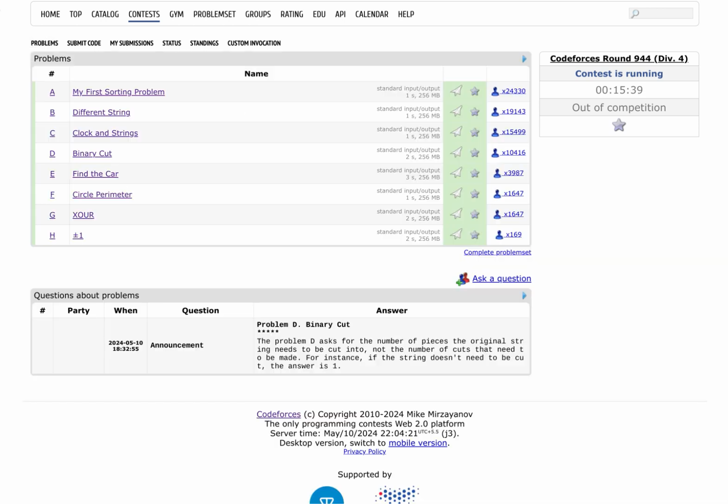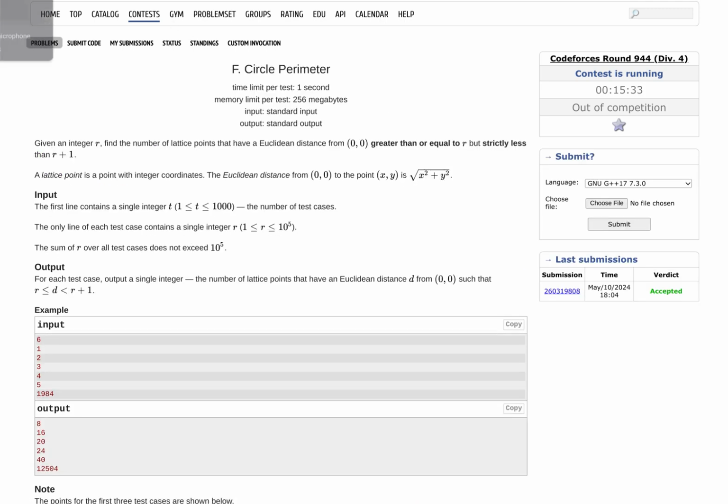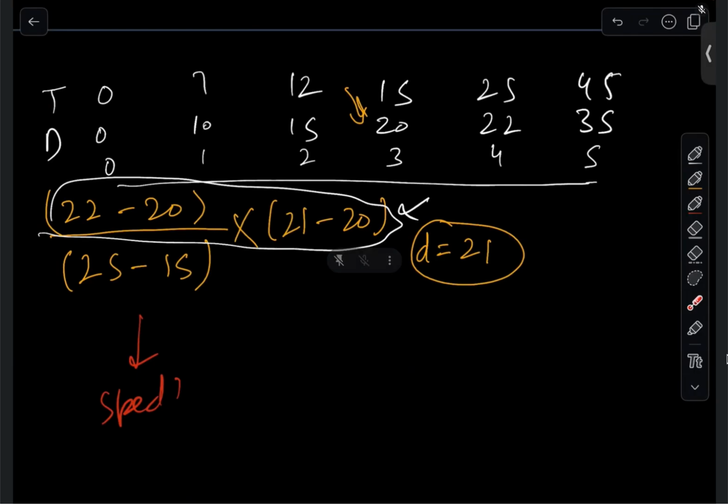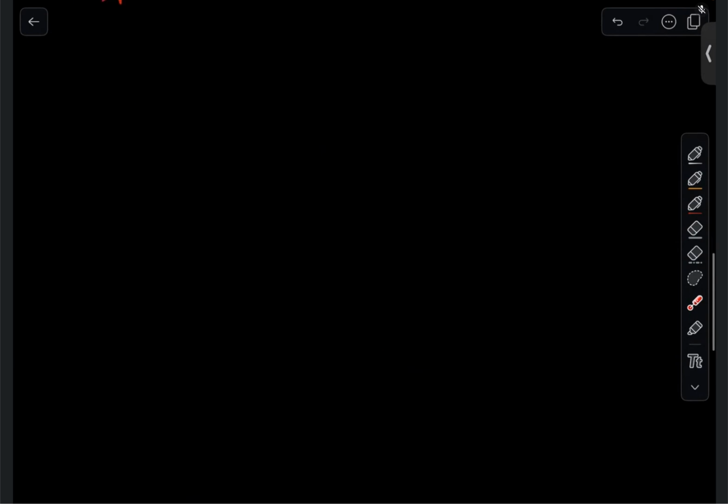Okay, let's go to problem F. All right, this is the problem. We want to find basically all the possible integer coordinates which lie between these two, where distance is greater than or equal to r, but strictly less than r plus 1. So for problems like this, there is one general technique which is super useful.